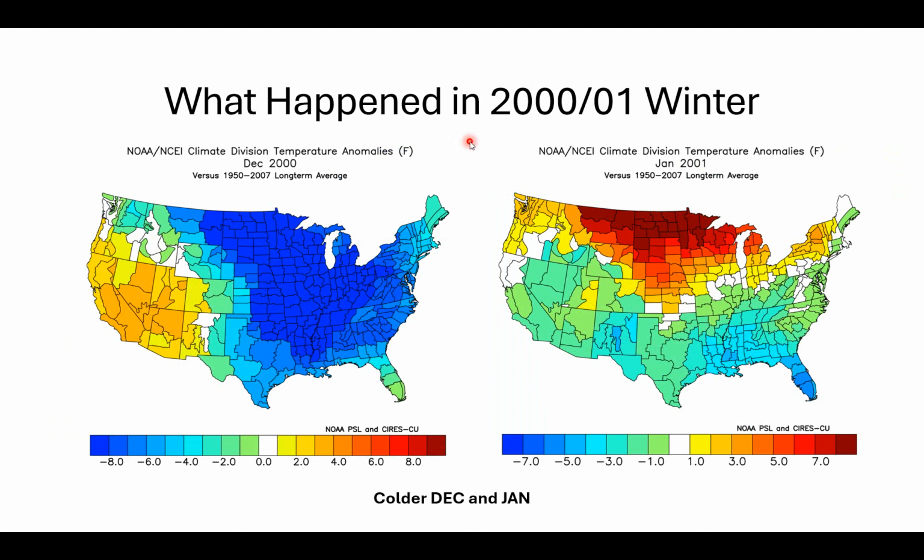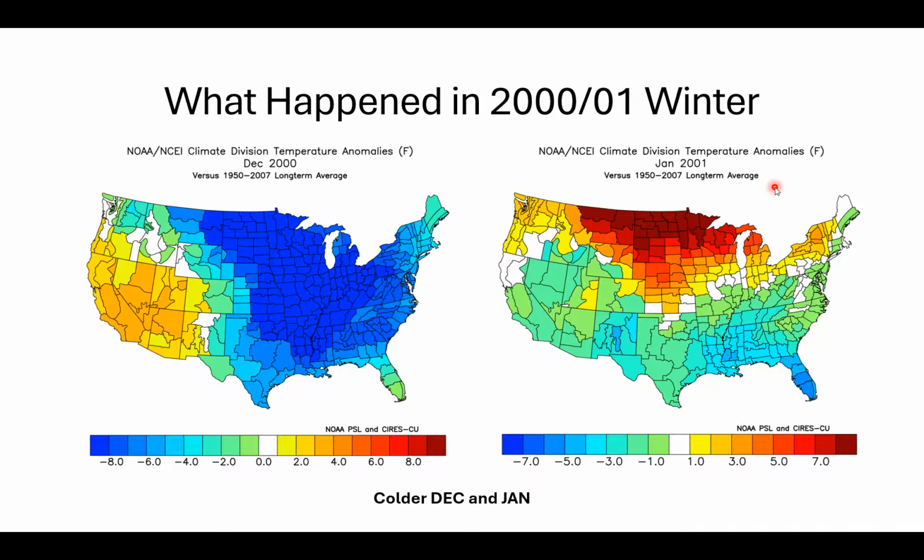Now, what happened in the 2001 winter season? December of 2000 here on the left, blue below normal, yellows and oranges above normal temperatures. So we saw quite a bit of below normal temperatures in December of 2000 across the northern plains, down to the Midwest, all the way to the eastern seaboard, including the mid-Atlantic and the southeastern U.S., while above normal temperatures were across the desert Southwest into California.